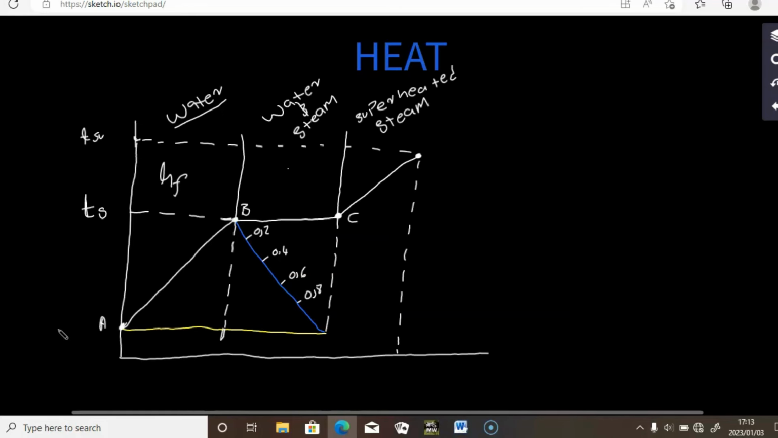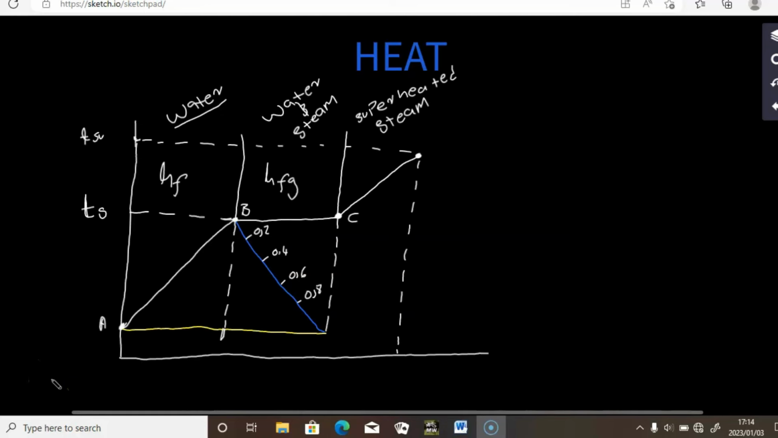And here, because we have water and gas, or water and steam, the mixture of water and steam, we are going to use HFG, because we know that we have water. Water is represented by F, plus steam. Steam is represented by G.